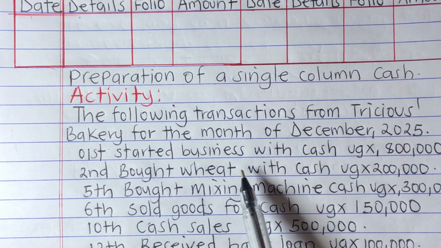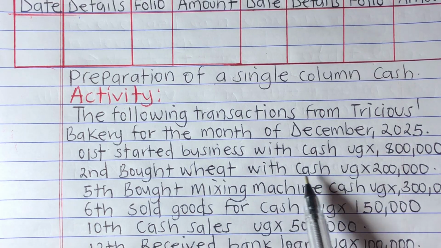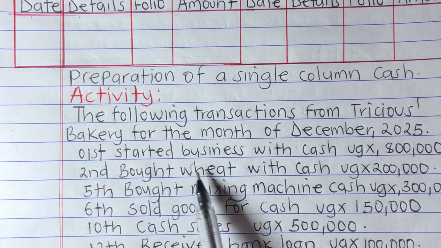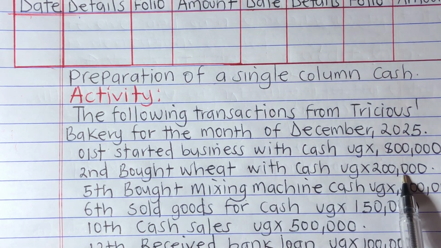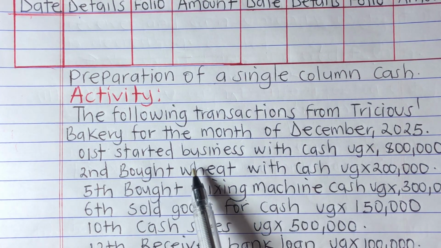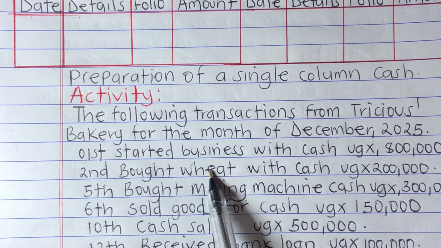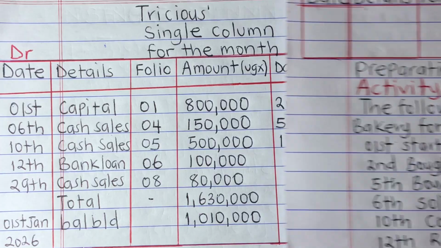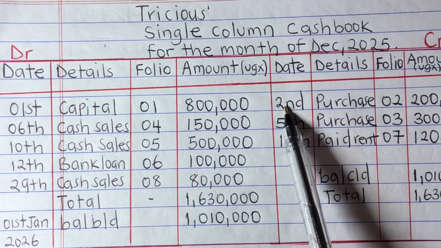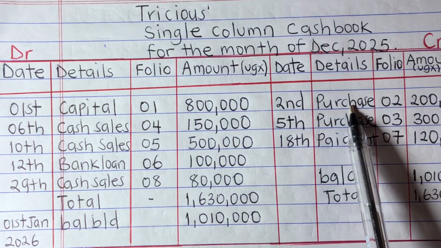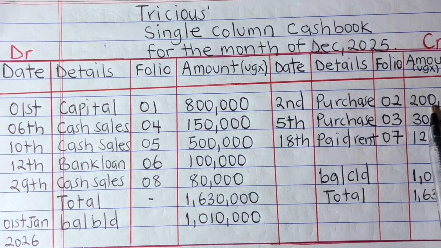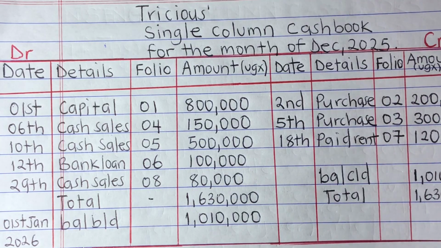So we say that if you buy, meaning you're going to lose out money, or you're going to spend money, meaning the business is losing money. So on second, if they bought wheat UGX 200,000, meaning the business spent the 200,000. Meaning on second, we are going to record this transaction on the credit side because it is a purchase, as in the business was losing money. So it is second, our details becomes purchases. Let's give it as folio number 02, and the amount was 200. That is 200.